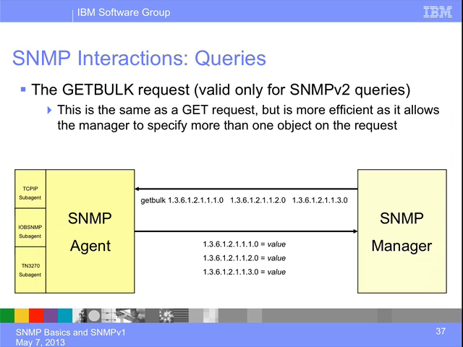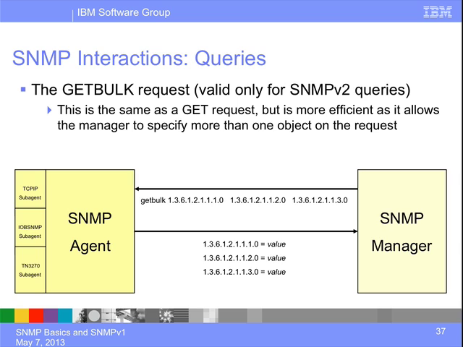Next is the get bulk request, which is only valid in an SNMP v2 environment or better. We will discuss the differences between SNMP v1, SNMP v2, and SNMP v3 in a later presentation. The get bulk, which is the easiest to understand of the complex requests, is similar to the get or getNext, as it entails a single request and a single response.